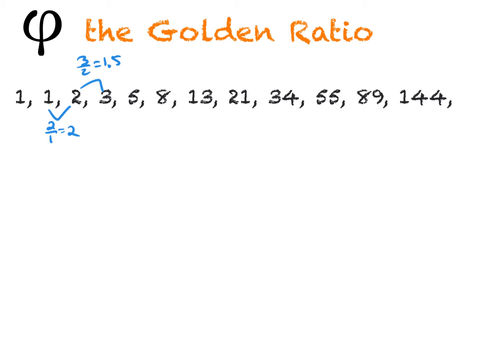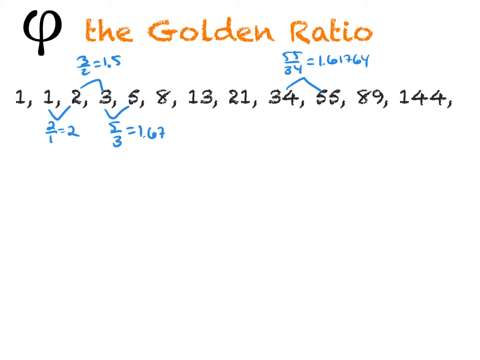And then the next set, 5 divided by 3 is 1.67 repeating, 1.66666. Let's skip ahead just a little bit. Let's do these two. Let's do 55 divided by 34. When we do that, we get 1.61764. Kind of close to 1.67 that we had back here.